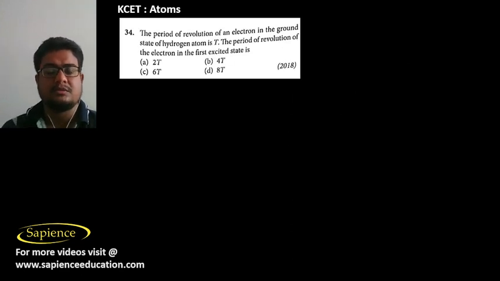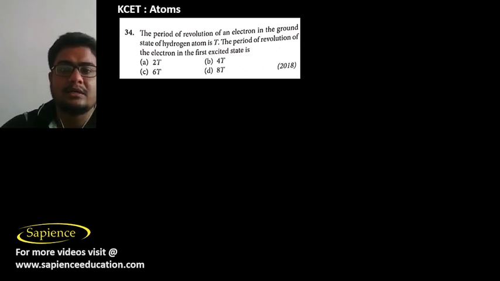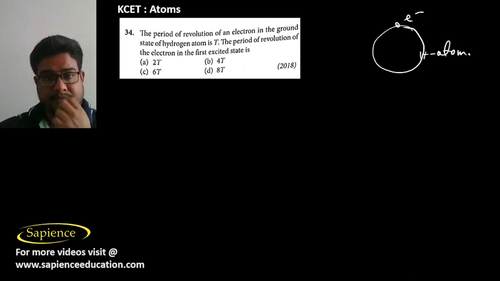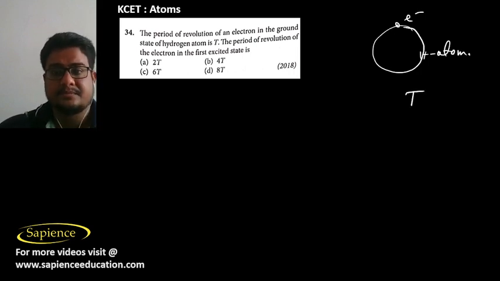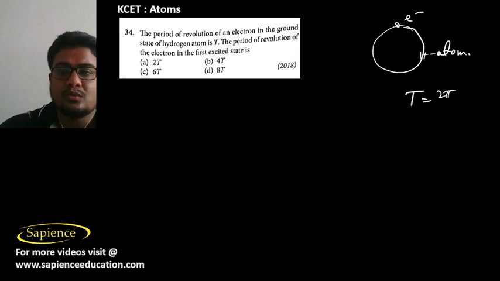In question number 34, it is told the period of revolution of an electron in the ground state of hydrogen atom is capital T. The period of revolution of an electron in the ground state of hydrogen atom is T. So T is equal to 2 pi r divided by v.